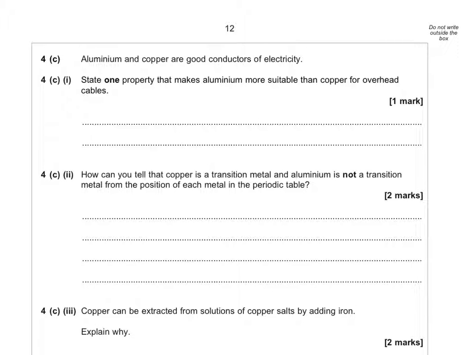Question 4c. Aluminium and copper are good conductors of electricity. State one property that makes aluminium more suitable than copper for overhead cables. Okay, so one thing about aluminium compared to copper is that aluminium has a lower density, which basically means that it's not as heavy, because you don't want a really heavy metal being used to make overhead power cables, because they might snap and break under the weight.